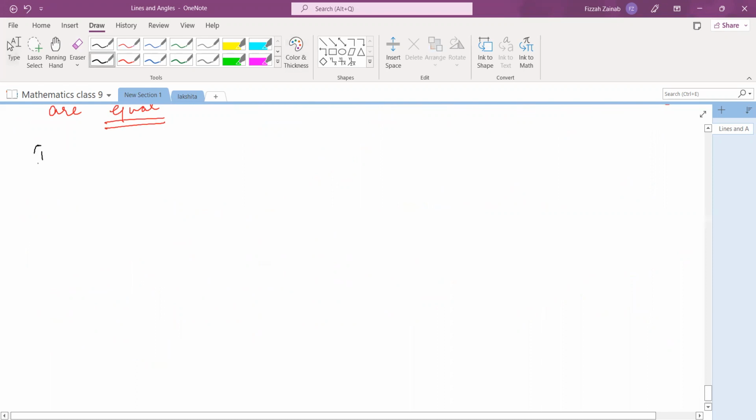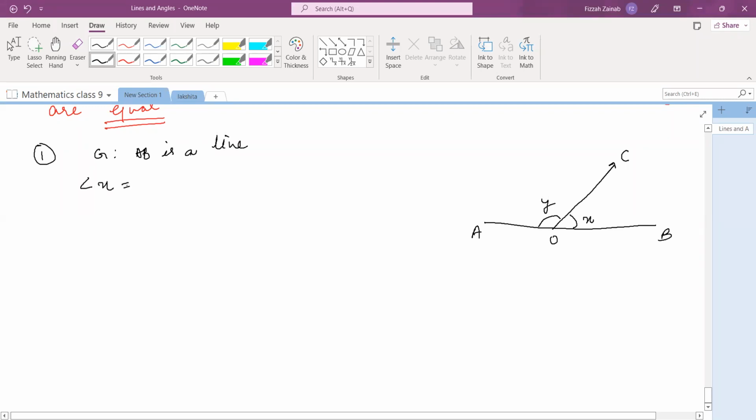This is the first question I'm giving you. All of you will solve it. Let's say, okay, this is the figure. And this is C. This angle is X and this angle is Y, right? Okay, it is given that AB is a line, right? I'm just giving you that AB is a line. And now if angle X is equal to 75 degree, how much is angle Y?